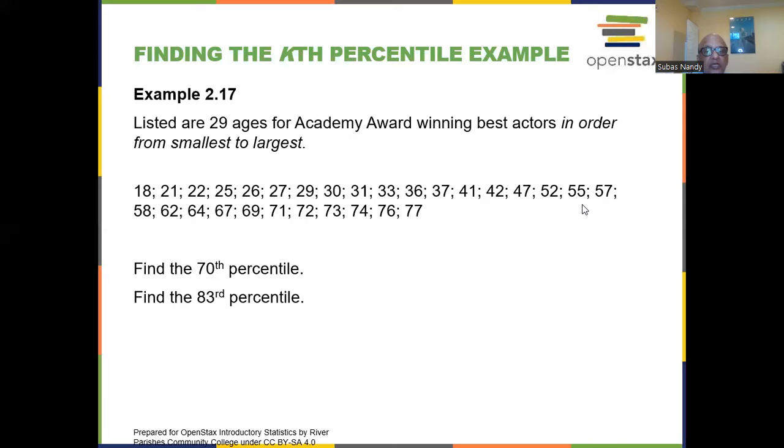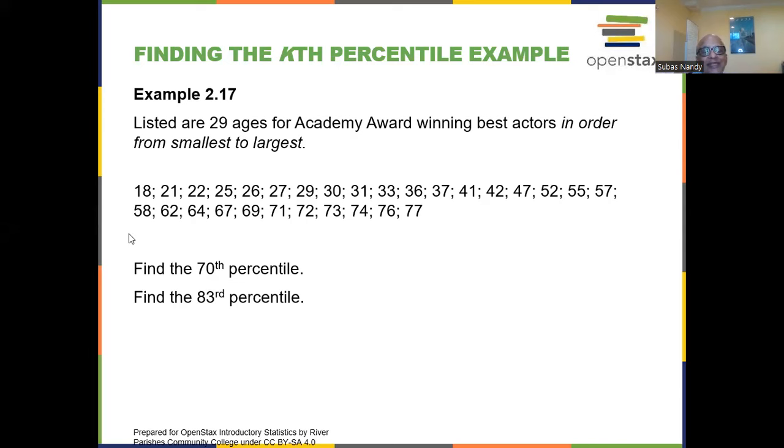1, 2, 3, 4, 5, 6, 7, 8, 9, 10, 11, 12, 13, 14, 15, 16, 17, 18, 19, 20, 21. So the number in the 21st position is 64. So 64 is the 70th percentile. That means 70% of the numbers are below 64 and 30% above 64.